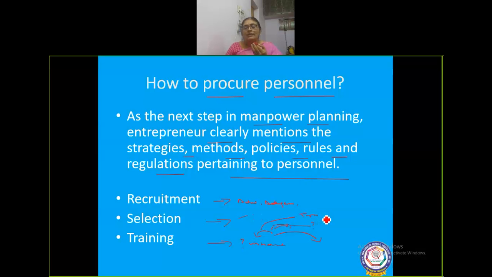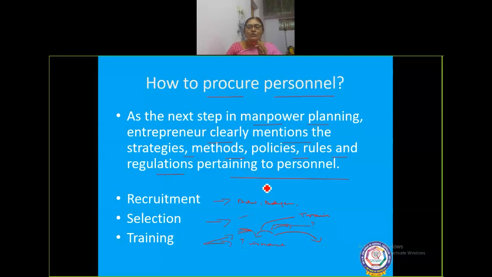People who are already working in the organization would have got trained. They might be very skilled, so maybe they require a bit of motivation. So for them, what type of training are you going to give? Skilled laborers, unskilled laborers, and even managers. They need some motivation, promotion. So all that will be decided.